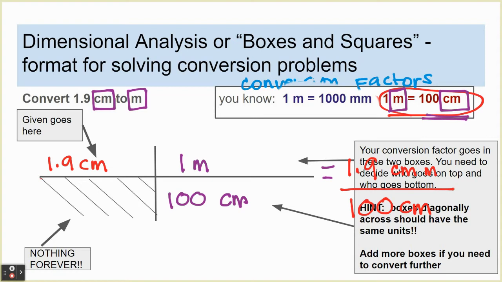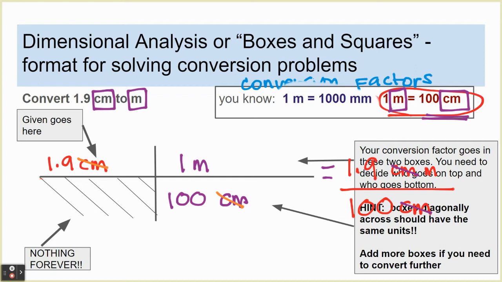But before that, if you look closely, you can clearly see there's a cm at the top and then there's a cm at the bottom. If you recall in algebra, same variables that are on top of one another, you can cancel out. So cm here cancels out with cm here, and that leaves us with our unit m. If you don't want to write all these letters at the end, you can actually cancel them out in the problem. Remember, boxes diagonally across from one another should have the same unit. If they have the same unit, they should cancel out.